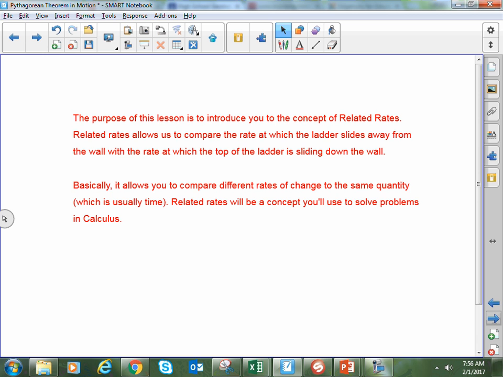And a lot of students, when initially presented with this kind of problem, if the bottom of the stick moves out at 1 centimeter per second, are going to think that the top of the stick also moves down the wall at the same rate, at also 1 centimeter per second, or per 10 seconds. And we could clearly see in the data that we collected that was not the case. Hence the concept of related rates.